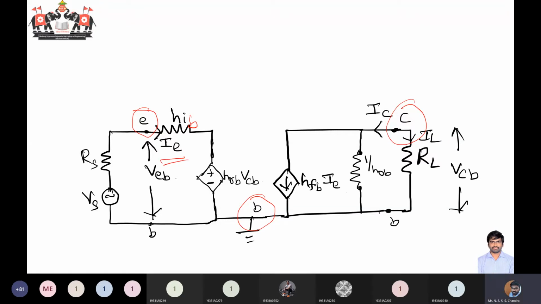Okay, output current is IC. Input voltage is VEB, output voltage is VCB. You can see that subscript B. So B implies that I am writing a common base configuration. Everything else in the circuit diagram is the same. I have only changed the subscript. Earlier I had written the subscript E. Now I am using the subscript B.